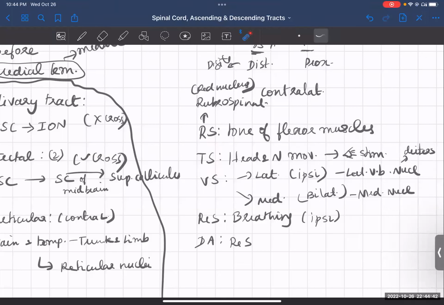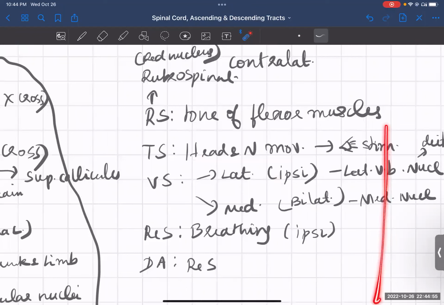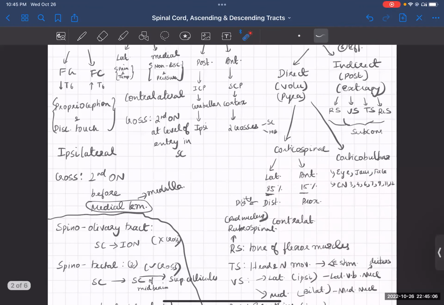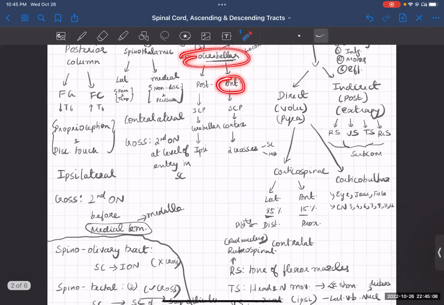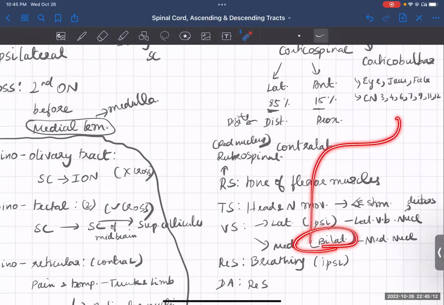Now, vestibulospinal. What is vestibulospinal? It is related to your balance and posture. Vestibulospinal has two tracts, lateral and medial. Lateral tract is going to travel ipsilaterally, but medial tract is going to travel bilaterally, both sides. So in these tracts, we saw one tract which is crossing twice, right? We saw this anterior spinocerebellar tract crossing twice. But this tract is another different type in which it goes down twice, bilaterally.